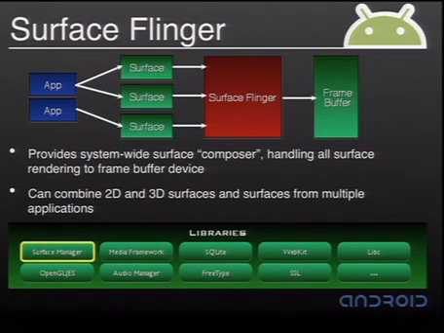It can combine 2D and 3D surfaces onto a single output source, and it really makes it easier for all of these different applications not to worry about what they're writing to or how they're being rendered. You just send it down to the Surface Flinger, and it will composite them together and get them out on the frame buffer.